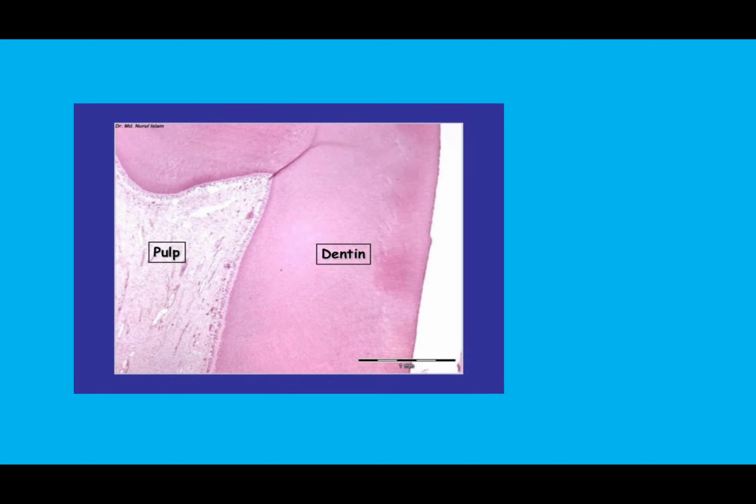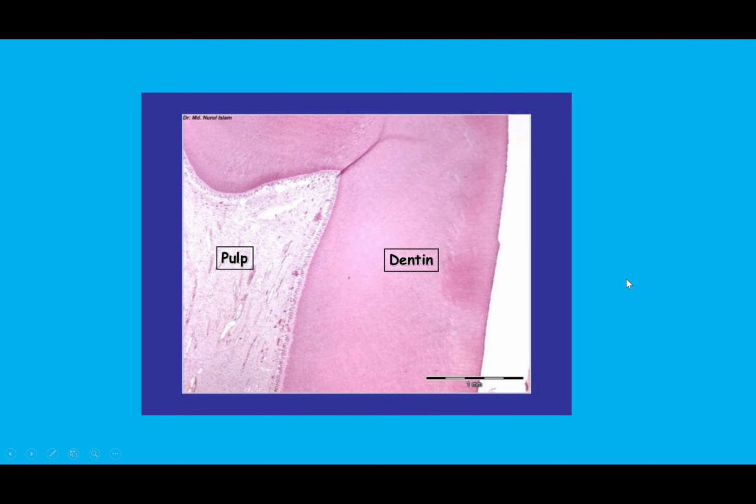Here we can see in the diagram, this is the pulp portion of the tooth and this is the dentine portion of the tooth. And this is the odontoblast layer that is arranged peripherally. So this close relationship between the odontoblast layer and dentine is called the pulp-dentin complex.